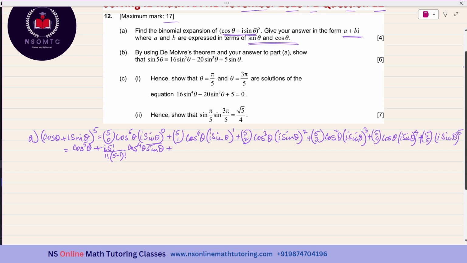5C2. And this is i square. So this will not be a plus sign. i square is minus, so we will be having a minus sign. And 5C2 is 5 factorial over 2 factorial times 5 minus 2 factorial, and cos cube theta and sin square theta.